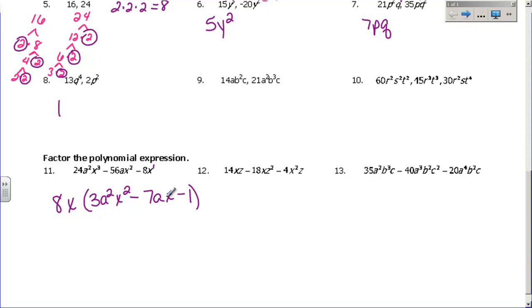These are the 2 factors of this polynomial. If I multiply this times all of this, it will give me the polynomial I started with. And that's what we're going for. That's what we're trying to do. So let's do number 13.